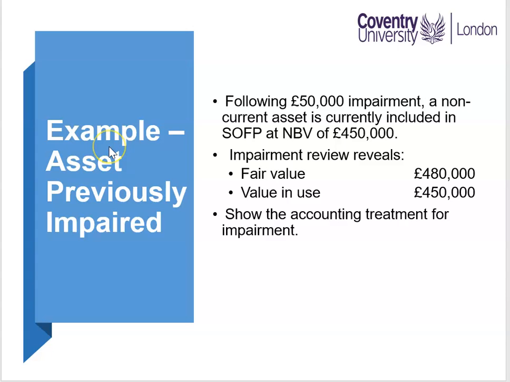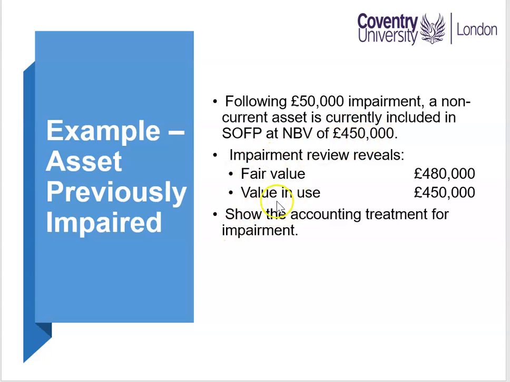Here's an example of an asset that was previously impaired and is reversed. So here we are, following the 50,000 impairment that we did in the previous example, a non-current asset is currently included in the statement of financial position at the net book value of 450. So if you remember, we wrote it down from 500 to 450.